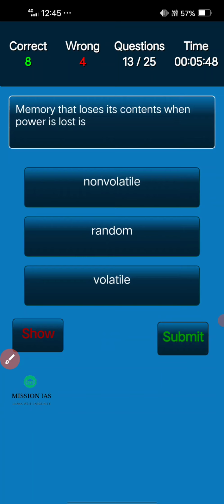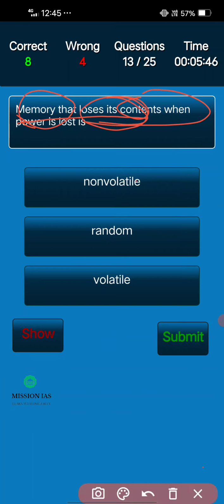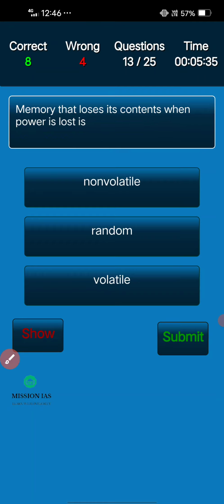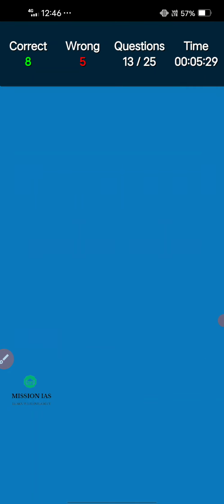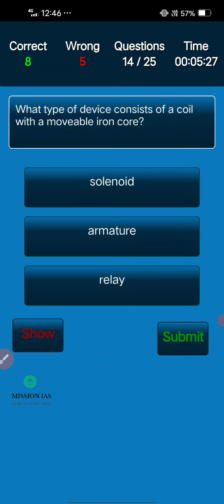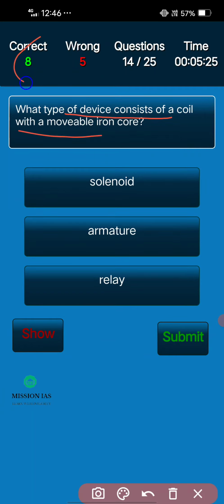Then, memory that loses its content when power is lost. Is it non-volatile, random or volatile? Memory that loses its content when power is lost is non-volatile, I hope so. No, it is volatile. Okay, it is volatile, sorry. So then I have eight right answers and five wrong answers, which you have to keep in mind.